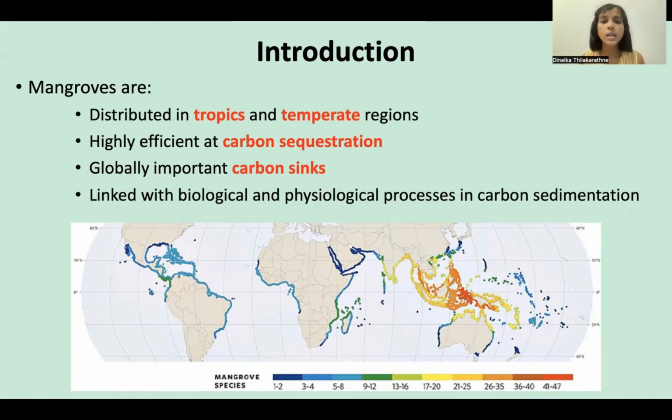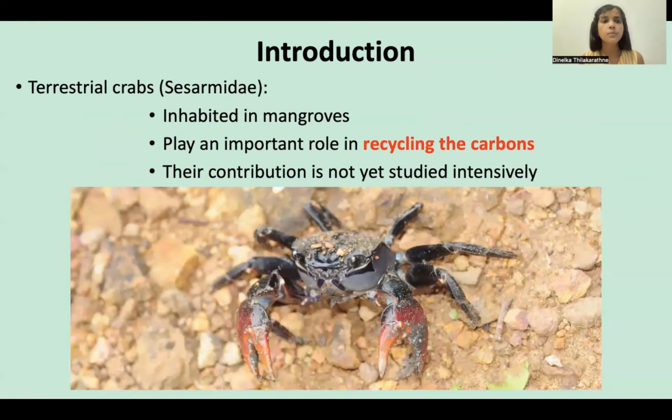So how do they act as this carbon sink? Basically, they use biological and physiological processes in these carbon sedimentation processes. What are the biological factors involved in this carbon sedimentation process? Crabs. Crabs are the biological factors who are responsible for this carbon sedimentation process.